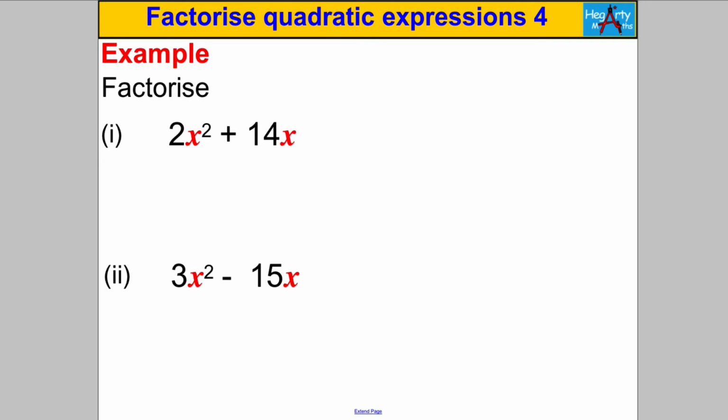Well, hopefully you remembered our last skill. Before you launch into the ones where there's more than one x squared, just look at that number and that number and see if there's a common factor in 2 and 14. There is. There's a common factor of 2. So we can have a factor of 2 on the outside. Then I'd look to the algebra and I'd say, right, is there a common factor in x squared and x? There is indeed, a simple x. And therefore, what I'd say is, what goes here to multiply by 2x to get 2x squared? Simple x. What must go here? Positive 7.